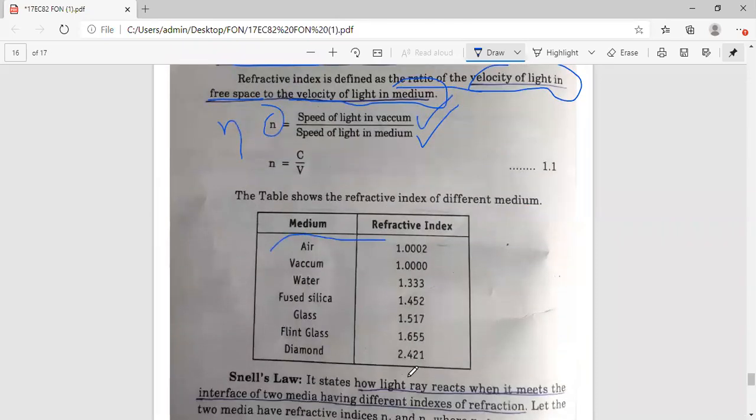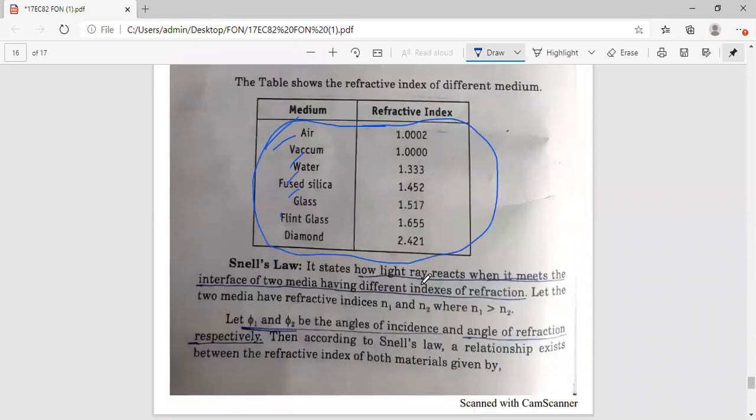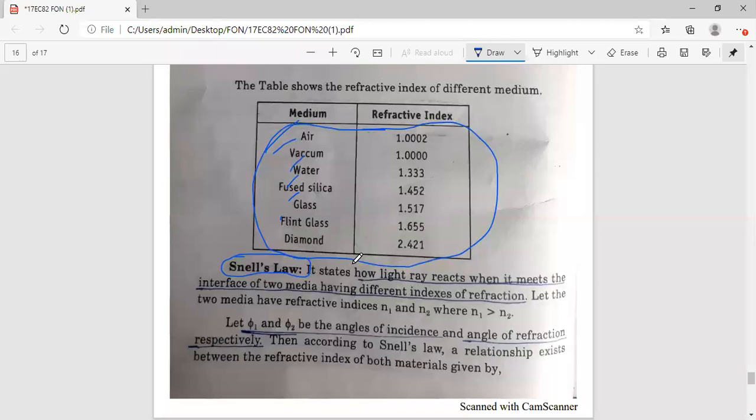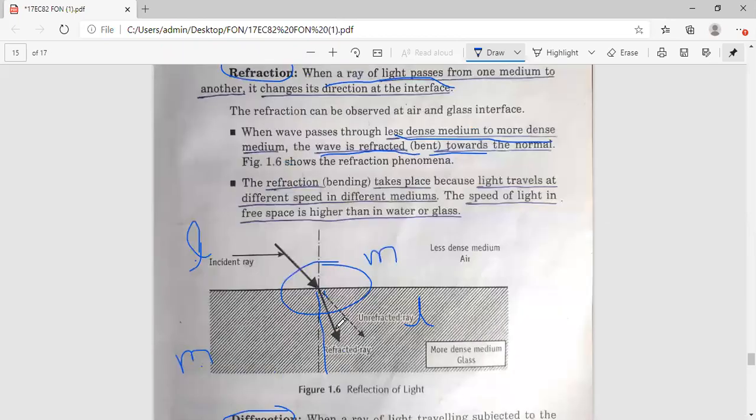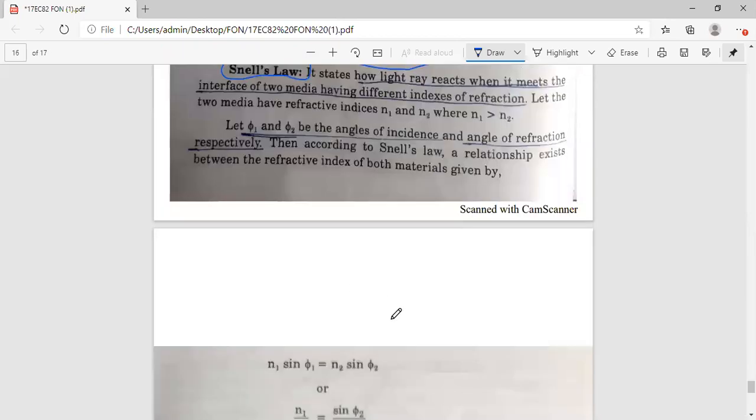And there is a table here wherein the refractive indices for different media are listed. You can see it. For air, it is 1.02. For vacuum, it is exactly 1. And for different media, you have different refractive indices. One more important thing, which you have already studied, please go through it: Snell's law. Just now I have explained whether the ray bends towards the normal or away from the normal, which is about refraction only.